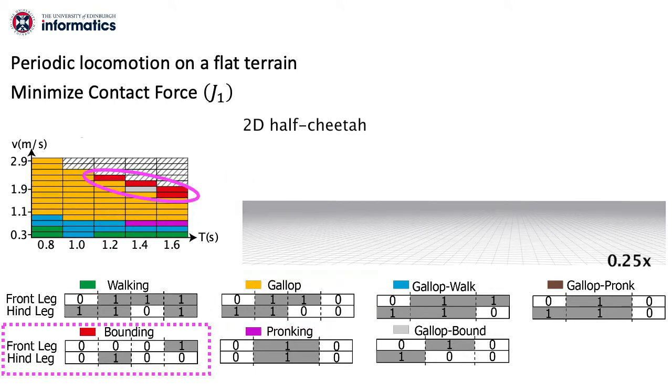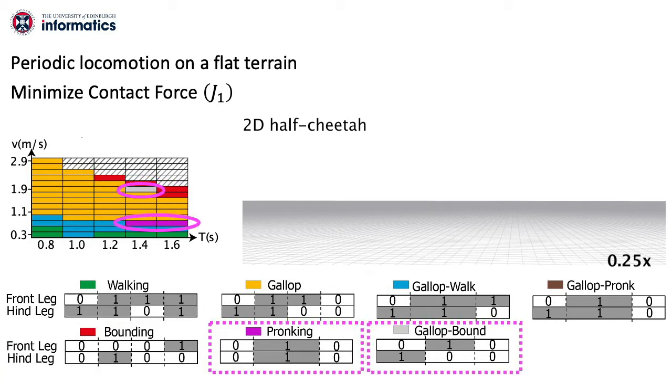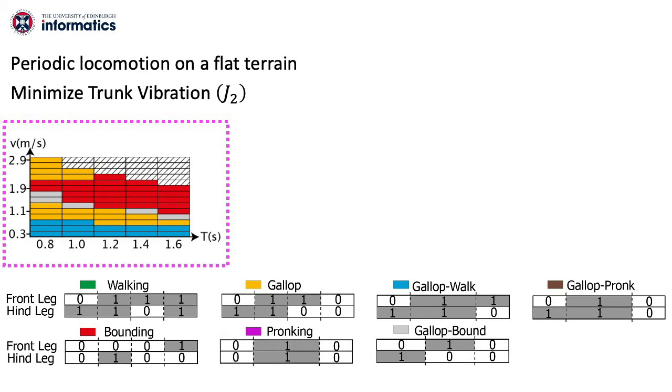When it comes to large cycle durations and speeds near the maximum, the bounding gait becomes favored. The pronking gait and gallop-bound gait cover two small regions during the transitions from gallop-walk to gallop, and gallop to bounding. Similarly, when we switch the cost to minimize trunk vibration, we can still observe the structural property.